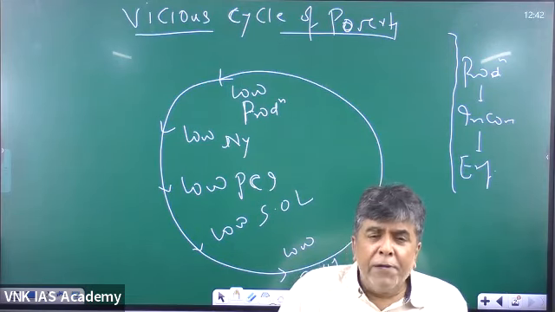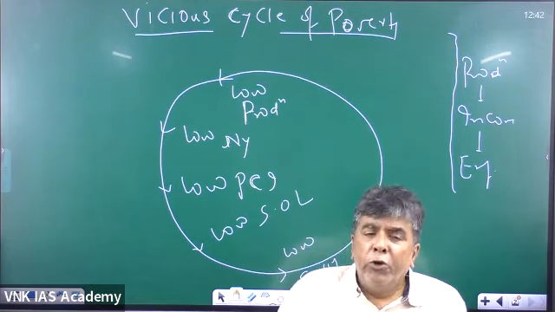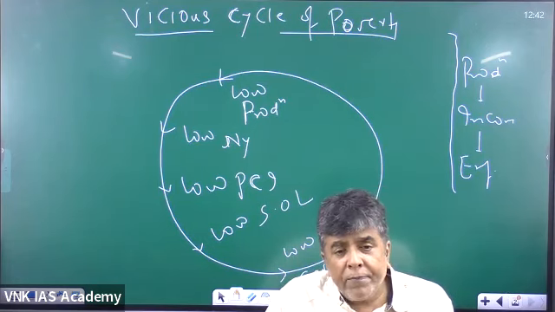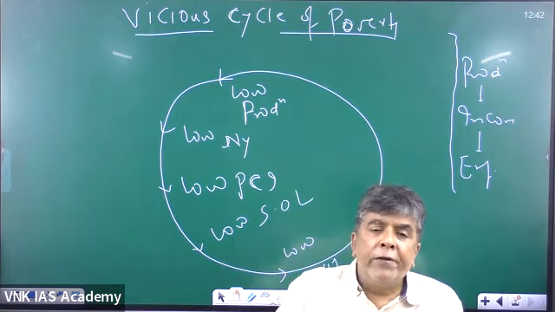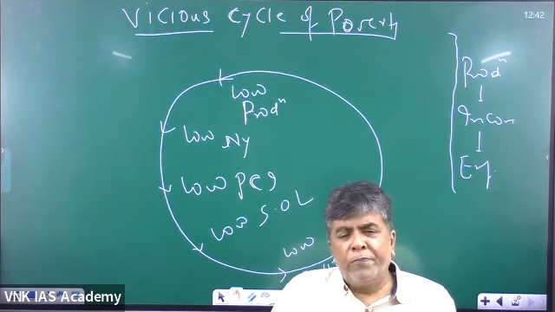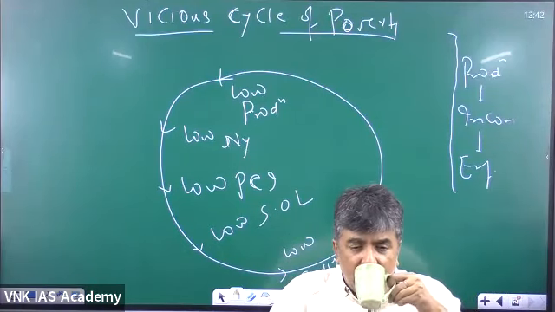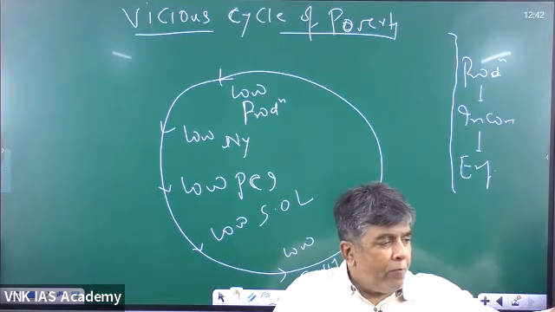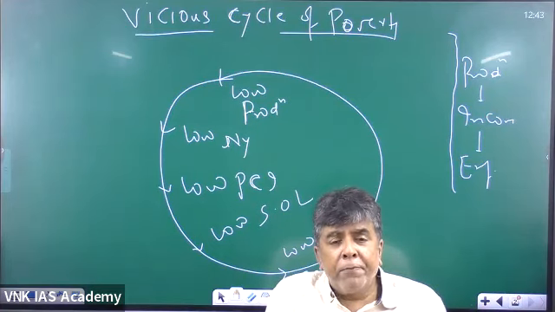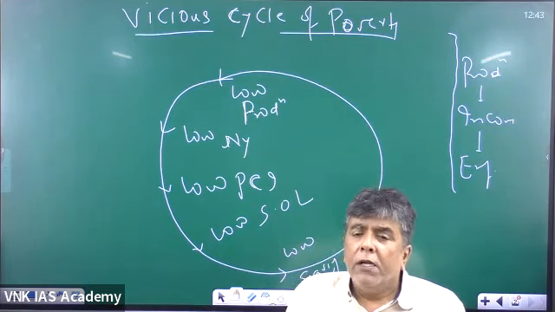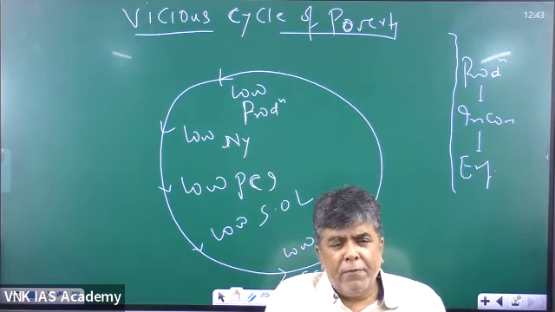Because of that, low saving is the outcome. Low per capita income resulting in low consumption, meaning low standard of living, and because of that, low saving. A few years ago, one report claimed that more than 50% of Indian people don't visit a bank in their entire life because they don't have the surplus.